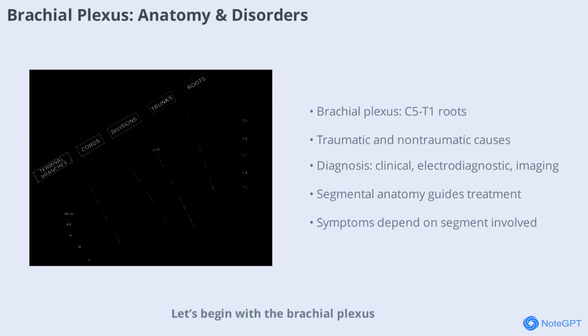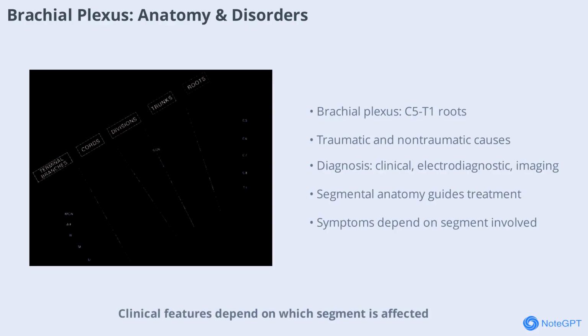Let's begin with the brachial plexus, a network of nerves originating from the C5 to T1 spinal roots. This plexus supplies the shoulder, arm, and upper chest with both movement and sensation. Anatomically, it's divided into roots, trunks, divisions, cords, and terminal branches, each playing a unique role. Disorders of the brachial plexus can arise from traumatic events, like high-speed accidents, sports injuries, or even surgical complications, or from non-traumatic causes such as metabolic, inflammatory, or neoplastic processes.